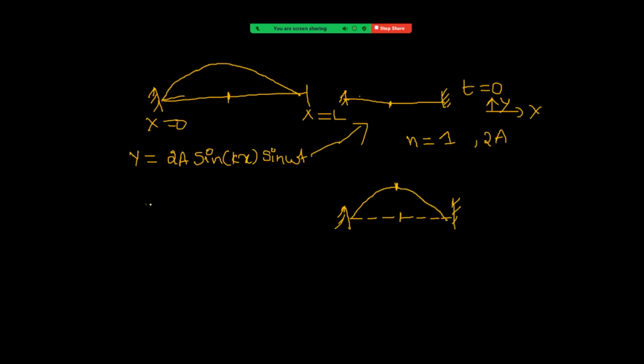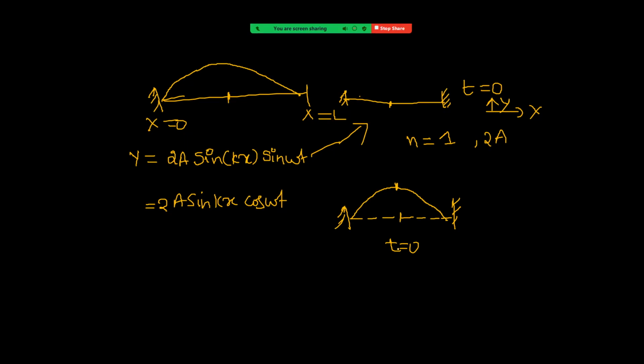Then we have to write it as 2a sin kx cos omega t, because when t equals 0, for this point, displacement is maximum. So displacement is maximum when cos omega t is 1. That's why it should be cos omega t, because t equals 0, right? So when you are fixing x equal to 0, it must be sin kx.